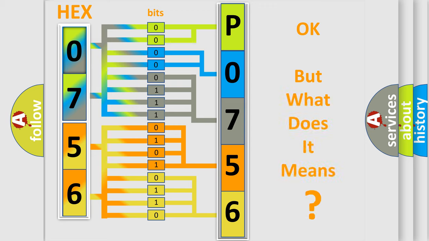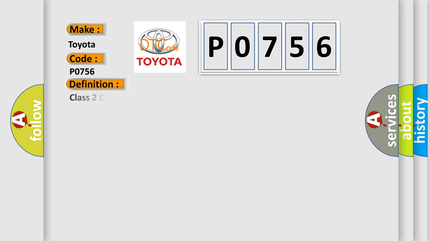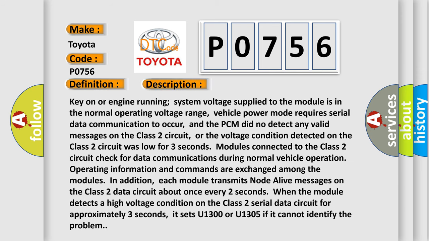The number itself does not make sense to us if we cannot assign information to what it actually expresses. So, what does the diagnostic trouble code P0756 specifically mean for Toyota? The basic definition is Class 2 data link high or low. And now this is a short description of this DTC code.